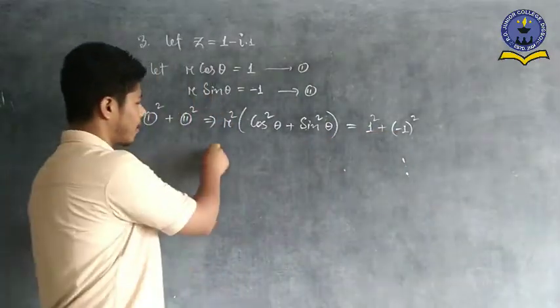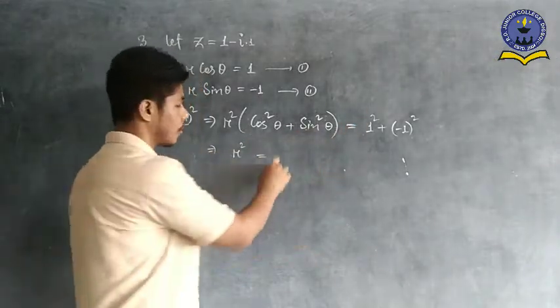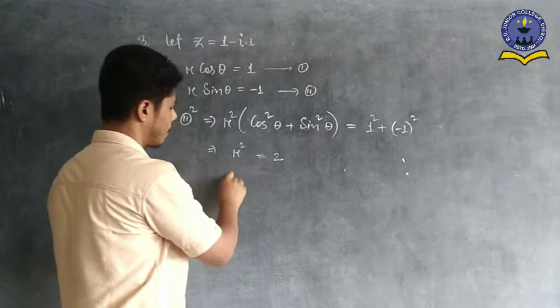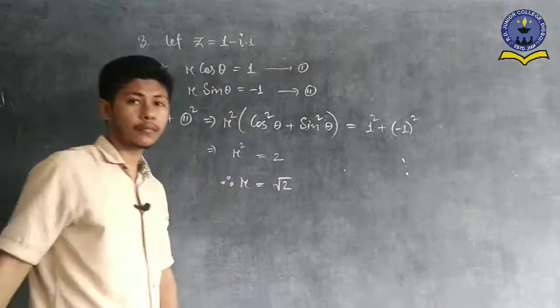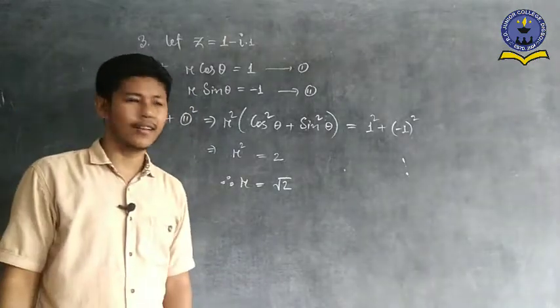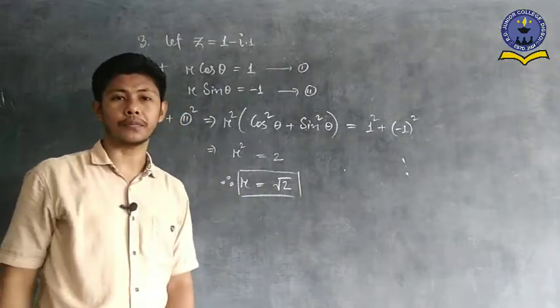So now after that, r square equals to what we get, 1 plus 1 is 2, so that means we get 2. Therefore r equals to square root, the result is root 2. Is it clear? So the value of r we get is root 2.